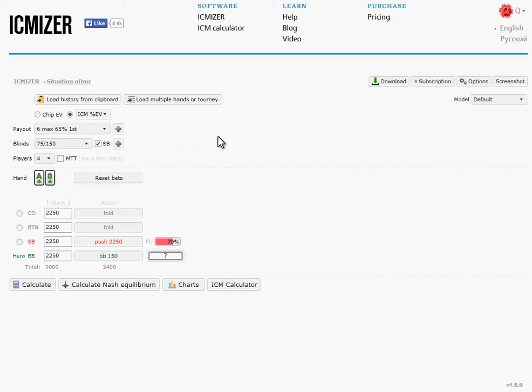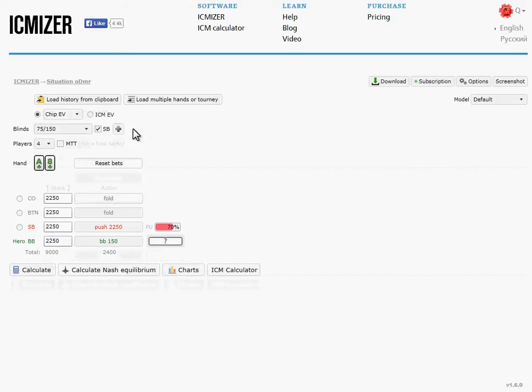Note that in some cases you may choose to perform the so-called Chip EV based calculations. In that case you will switch to Chip EV mode. You can notice that the payout structure is gone and you cannot select it now. Chip EV calculations ignore the payout structure completely. So when you want to know how many chips a certain preflop move will be worth for you, ICMIZER doesn't present you the choice of payout structure.